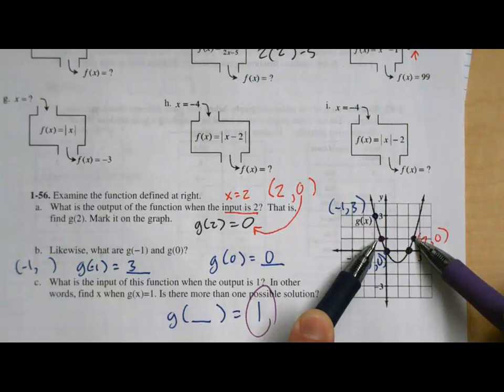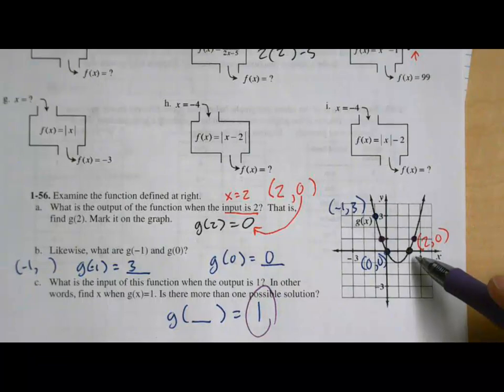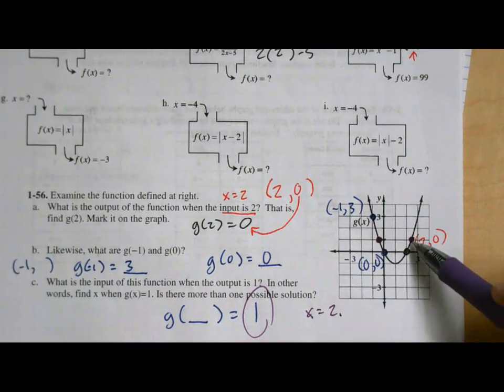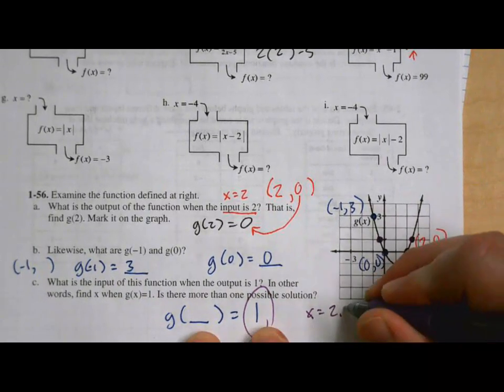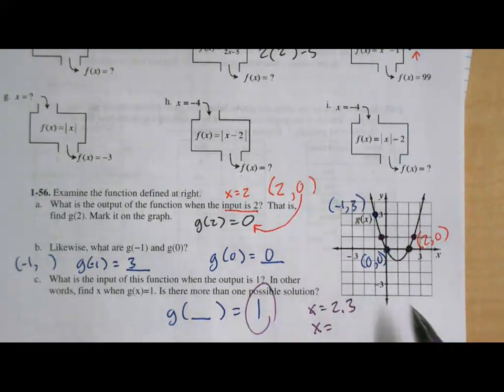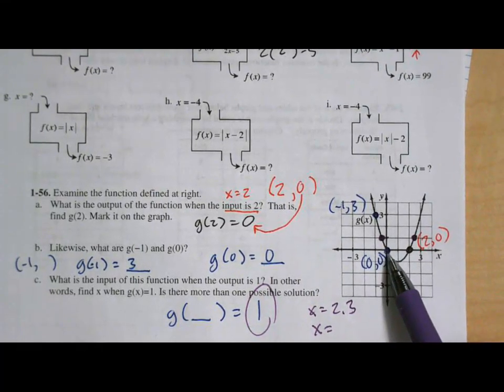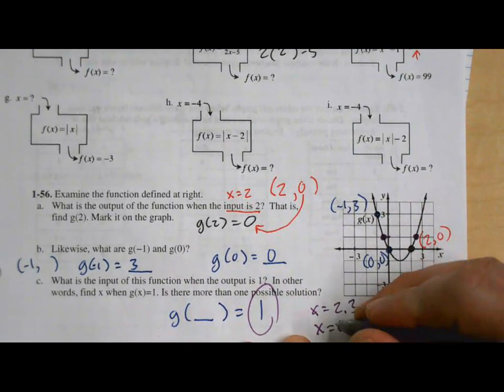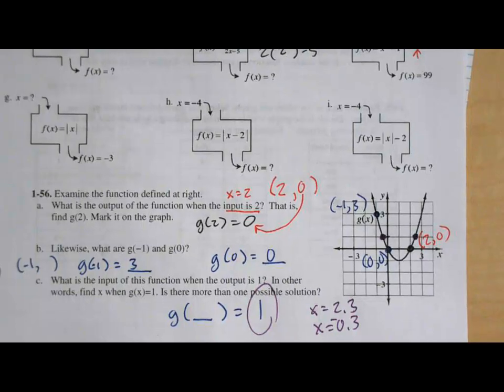We just need to find their x-coordinates. And we're going to have to do a little estimating. This one's going to be about 2 point what? Do you think that's 2.5 or a little bit less than 2.5? 2.3. Love it. We'll go 2.3 for that one. And this one's going to be negative what? Negative 0. What do you want to go here? 0.3 again? Negative 0.3. All right.